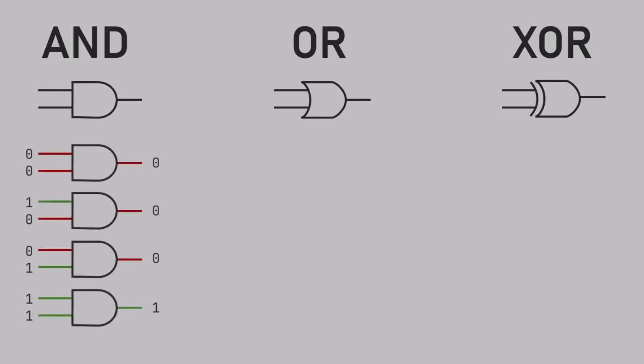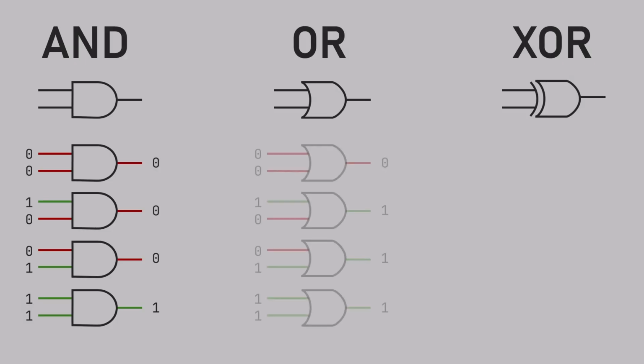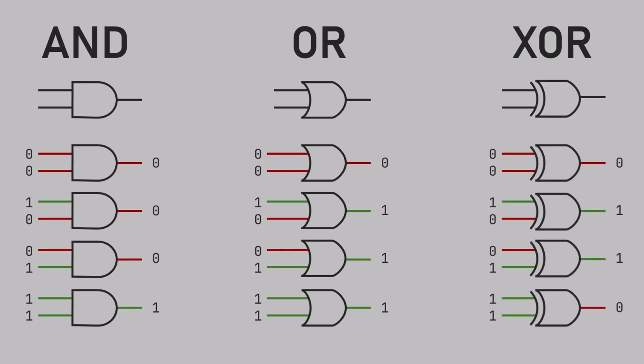They all take 2 binary inputs and output 1 binary output. The AND gate behaves like this. It outputs 1 only when both its inputs are 1. The OR gate outputs 1 when at least one of the 2 inputs is 1. And the XOR gate outputs 1 when the inputs are different, so when one is 0 and the other is 1, and outputs 0 when the inputs are similar.